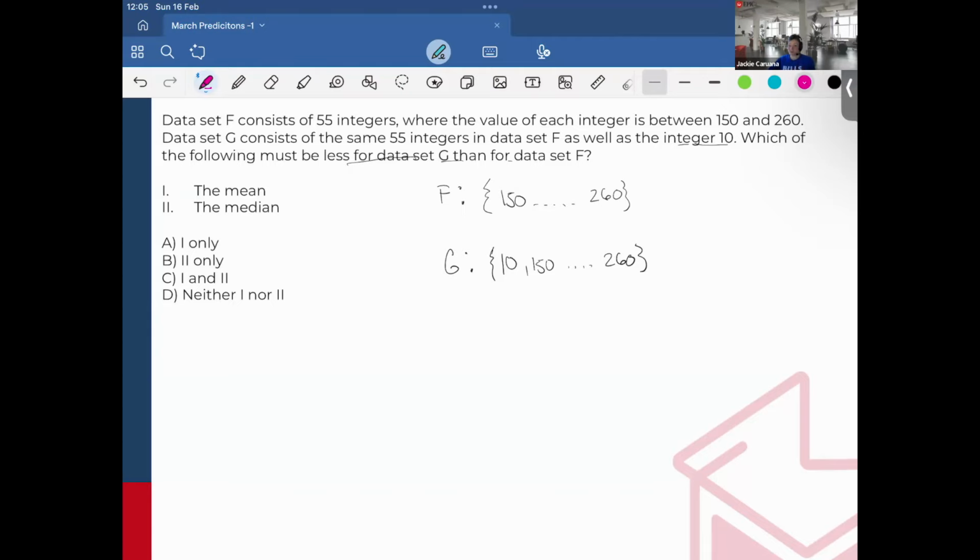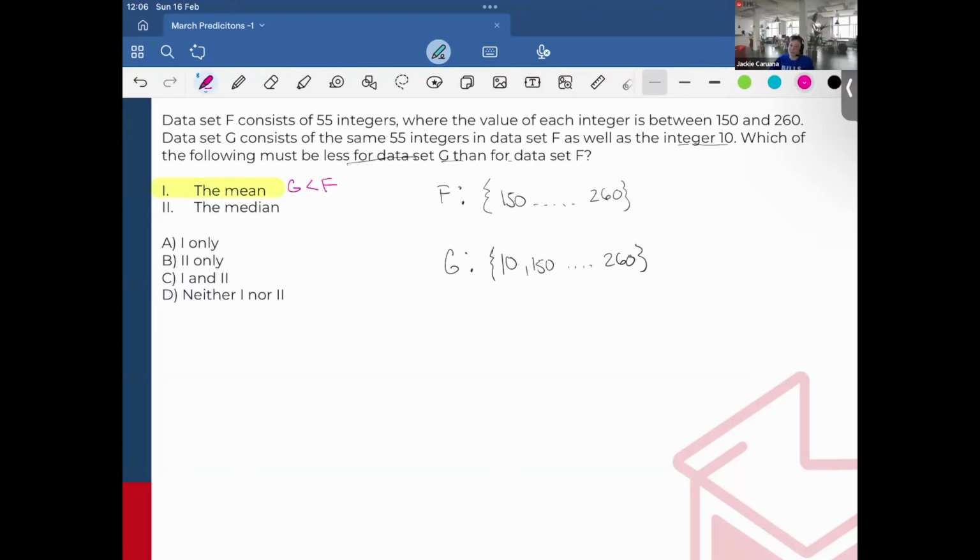Okay, well, definitely the mean, it's going to be affected because if you ever add a lower number to a set, even if all the other numbers are the same, it's going to decrease the overall average. So that's a fact and will always be true. So this will be less for data set G than for data set F. Yes, so data set G, it's going to be less. G is less than F.